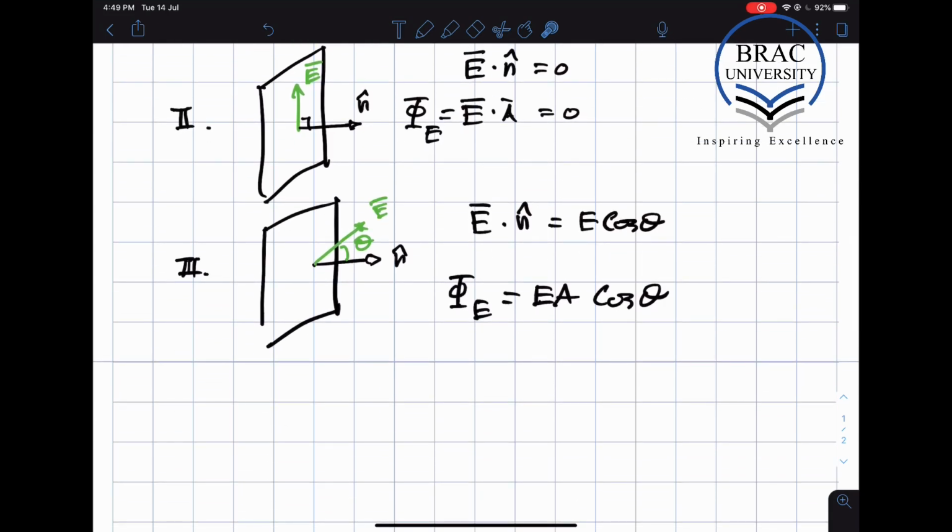So this is the simplest case of flux where the electric field was constant over the surface. Next, we shall look at the case where we have a more complicated surface and the electric field varies over the surface.